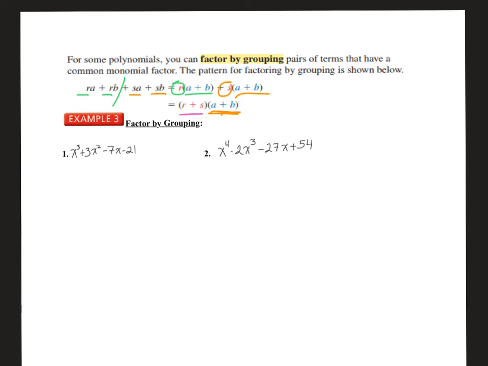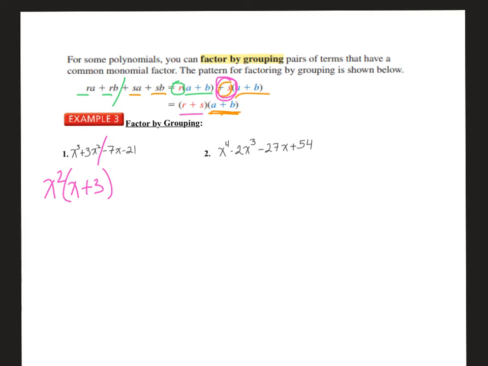Now, the part that throws people off is that they forget the sign right here. You need to write the sign. Always write it. So let me show you what I mean with these 2 examples. So I'm going to cut this in half because I notice on the left-hand side I have an x squared that I can pull out of both. And when I do that, I'm left with x plus 3.